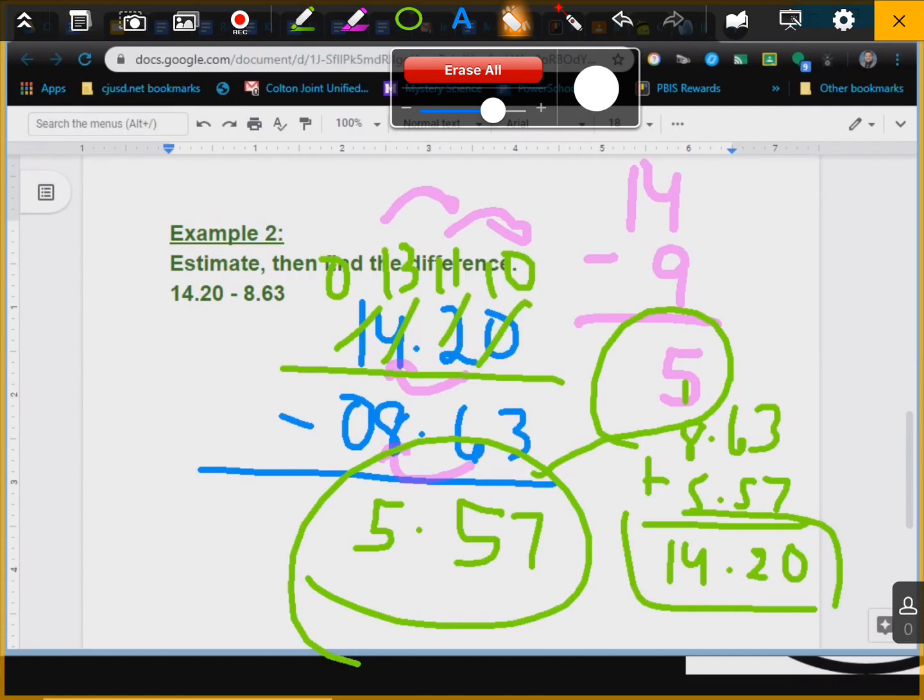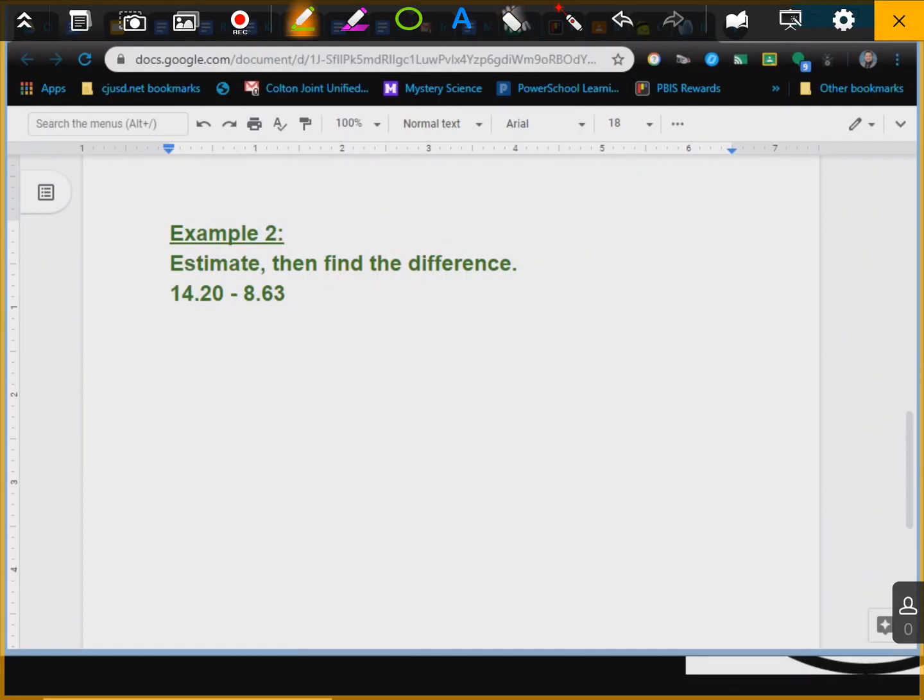Good job. And that is it for today. You're going to estimate, then find the difference. I really just want you to look at the difference and check your answers. And if you have any questions, make sure you write them down.